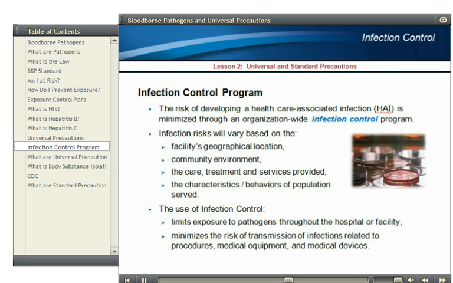The use of infection control limits exposure to pathogens throughout the hospital or facility, and minimizes the risk of transmission of infections related to procedures, medical equipment, and medical devices.